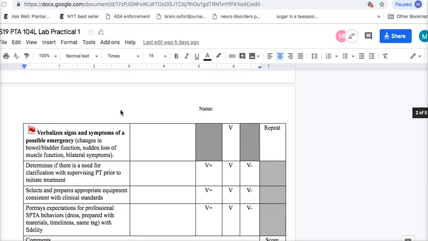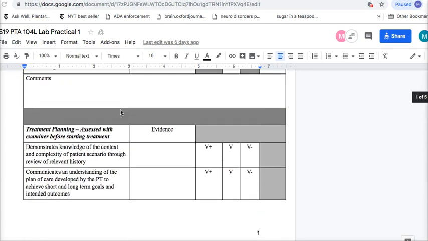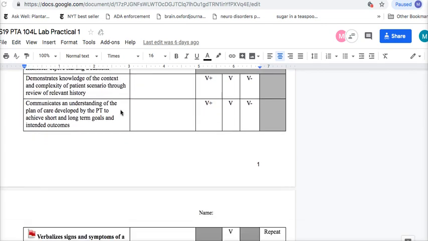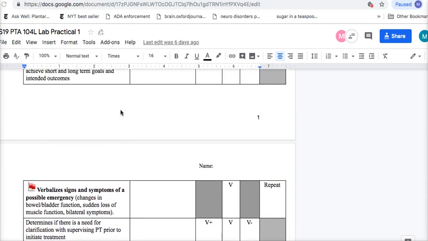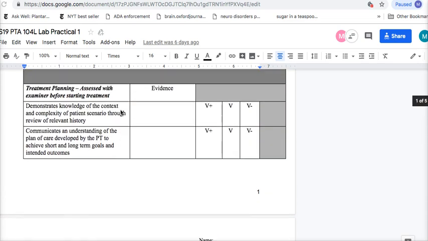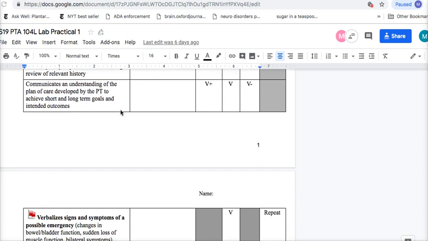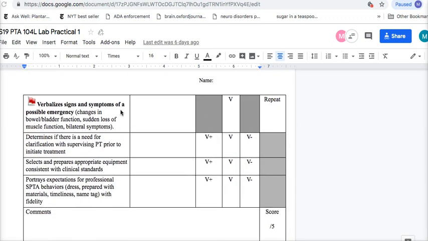So treatment planning is just like in PTA 132, 133, and 103. Very much looking at your organization. Do you know what you're doing before you start? Have you had your questions answered with the proctoring clinical instructor or those acting in the role of physical therapists? Do you understand the complexity of the case? Do you know those short-term goals, as was reinforced in the screencast, discussed in lab, and reinforced all throughout the curriculum?